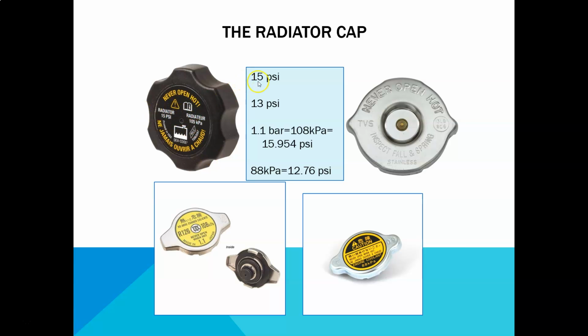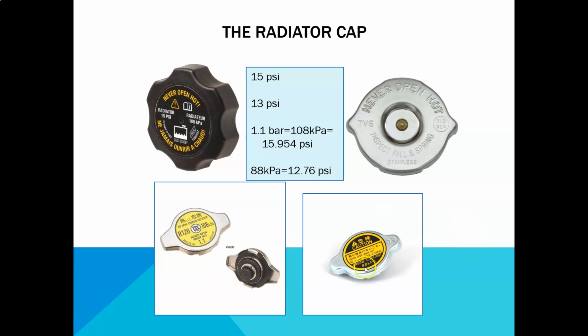So here's 15 psi. Notice that 15 psi is equal to 105 kilopascals, which is another pressure reading. Over here we have a 13-pound cap. Down here we have a 1.1 bar, which is also 108 kilopascals. So 1.1 bar equals 108 kilopascals, which comes out to about a 15.954 psi cap. If you go into AllData and use the conversion calculator, you can pull up a pressure calculation, and that will give you these values.